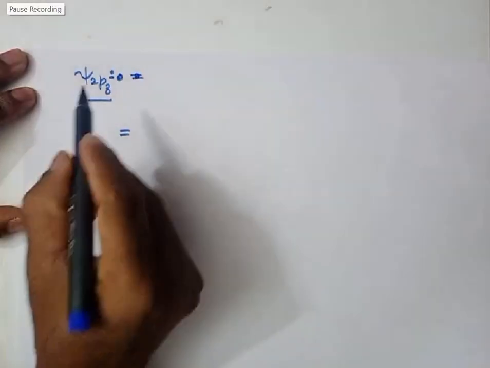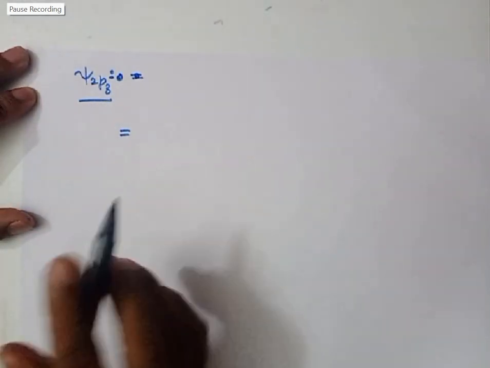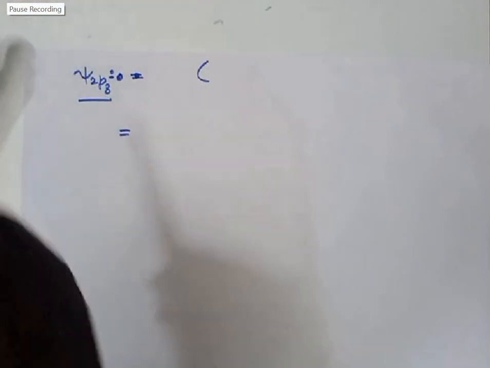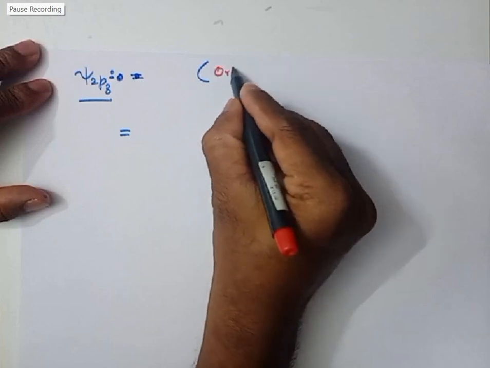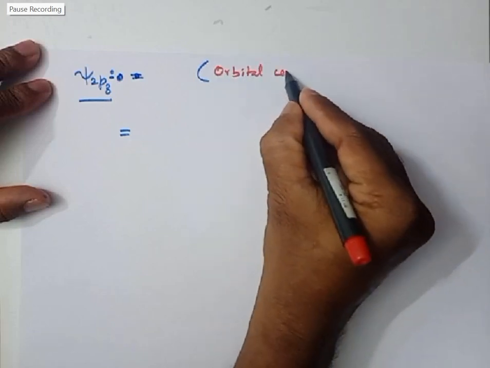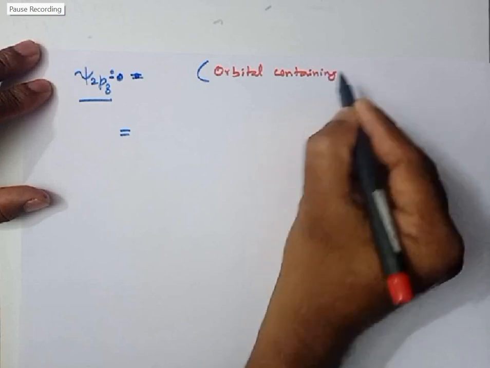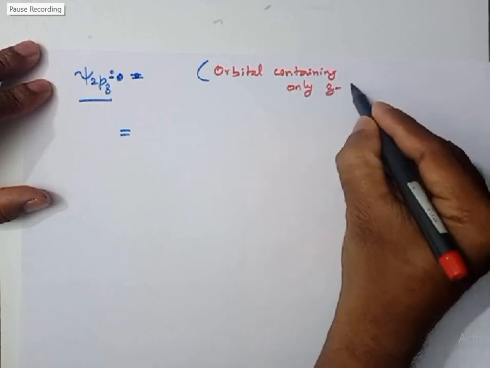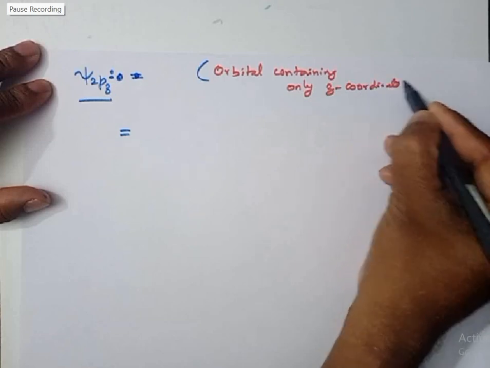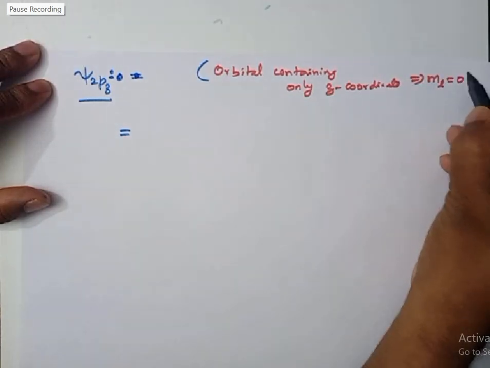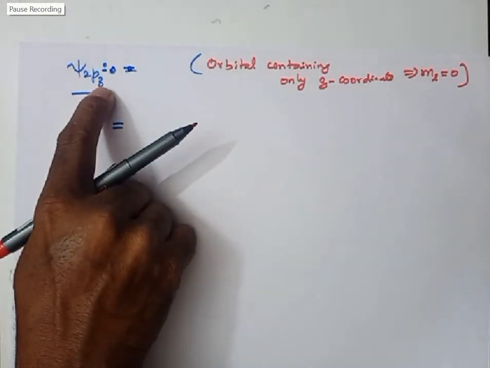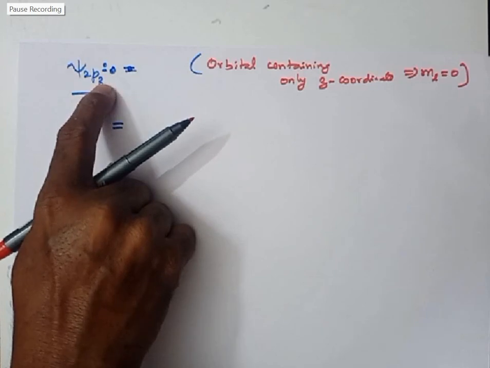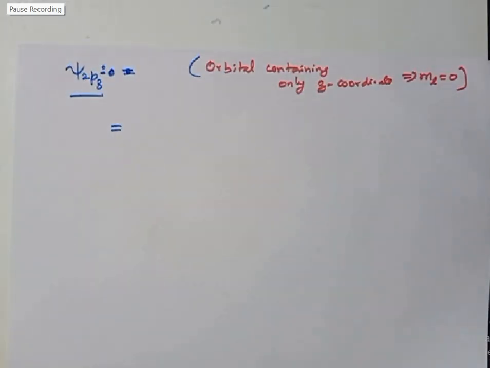Yes, ML is 0 because we have the Z orbital. Correct. Now listen. Note this point, this is very important. If an orbital contains only the Z coordinate, then its ML value should be 0. Keep this in mind. It's a very essential point. See here, I have only Z. If you have any orbital having only Z, then ML should be equal to 0. Clear?